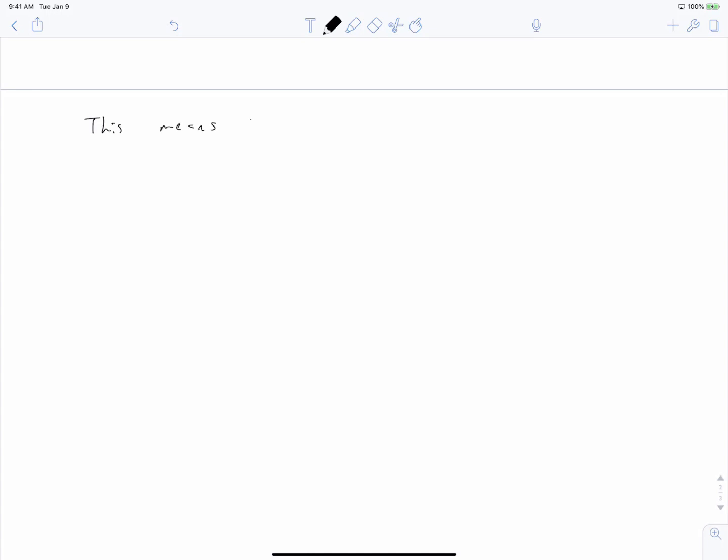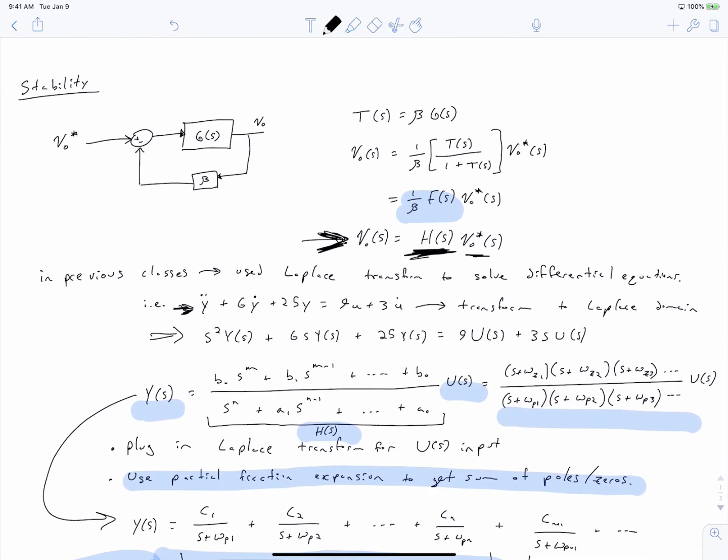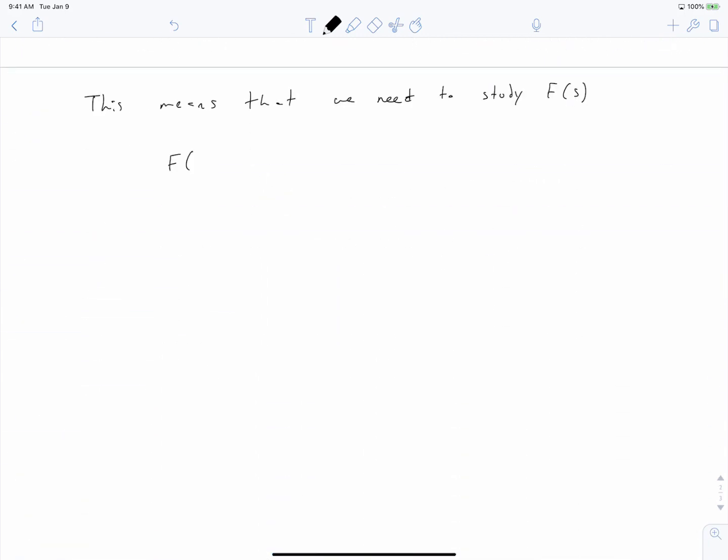So this means that we need to study F of S. And F of S is as expressed right here. It's this quantity. And specifically, we need to study the denominator of F of S because we're looking for poles. So we need to study the quantity of 1 plus T of S. And the problem is that it can be hard to calculate and factor that into poles and zeros.